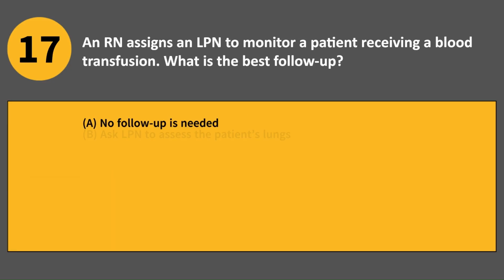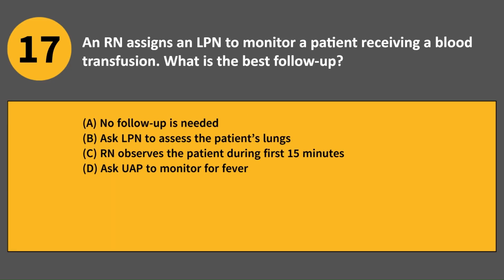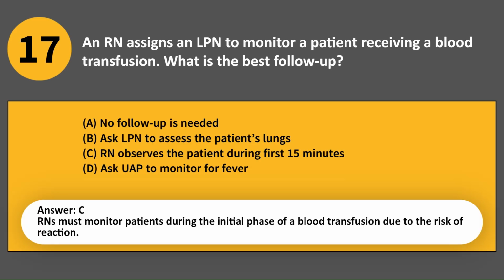An RN assigns an LPN to monitor a patient receiving a blood transfusion. What is the best follow-up? A. No follow-up is needed. B. Ask LPN to assess the patient's lungs. C. RN observes the patient during first 15 minutes. D. Ask UAP to monitor for fever. Answer: C. RNs must monitor patients during the initial phase of a blood transfusion due to the risk of reaction.